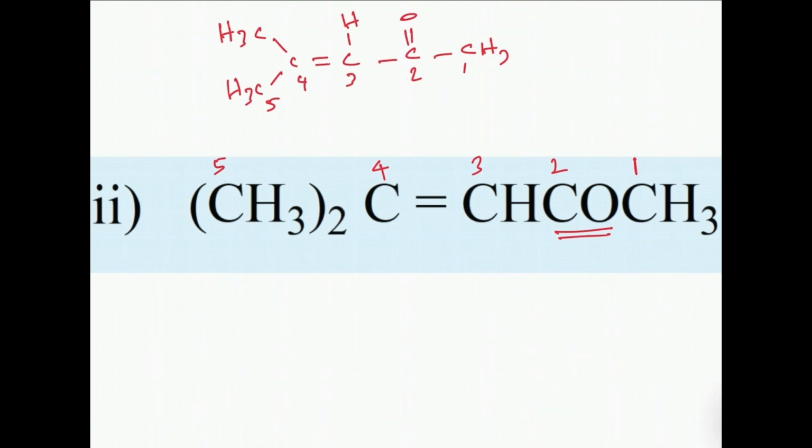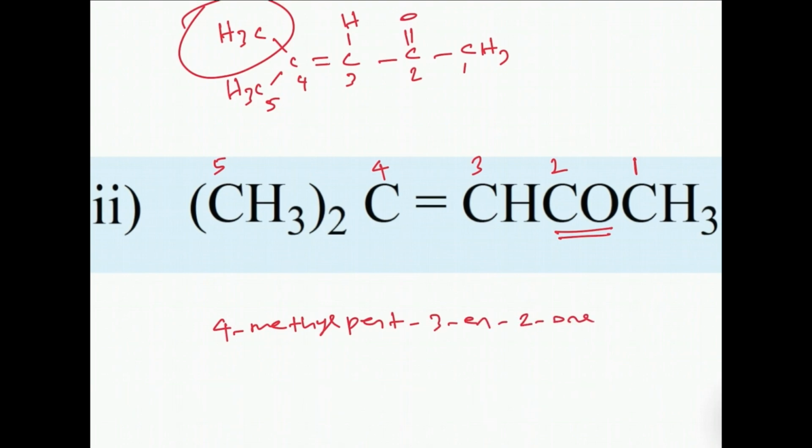Our parent chain has 5 carbon atoms, so it is pentene. So 4-methyl, because at 4 position we have the methyl group. Pent-3-ene-2-one, because at 2 position we have the ketone. That's the correct IUPAC name for this structure. Let's go to the next one.